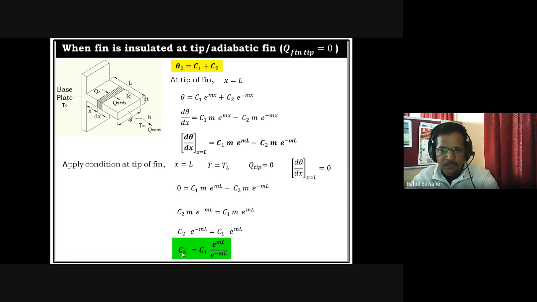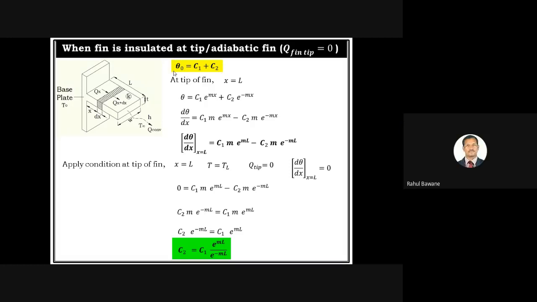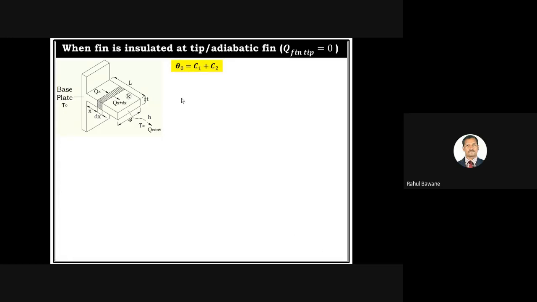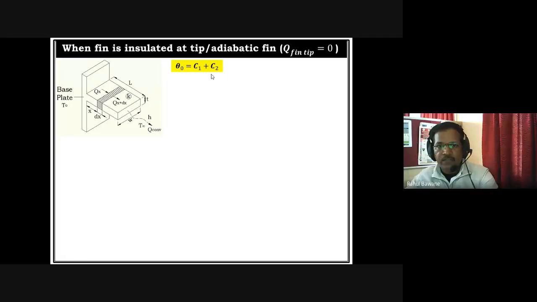it becomes the value of C2, but this C2 is in terms of C1, and to simplify this theta 0, we must have the value of C1 and C2. So right now we got the value of C2, but in terms of C1. So C2 equals C1 e raised to the power mL, and in the denominator e raised to the power minus mL. So as yet we don't get the exact value of C2. It is in terms of C1 only.